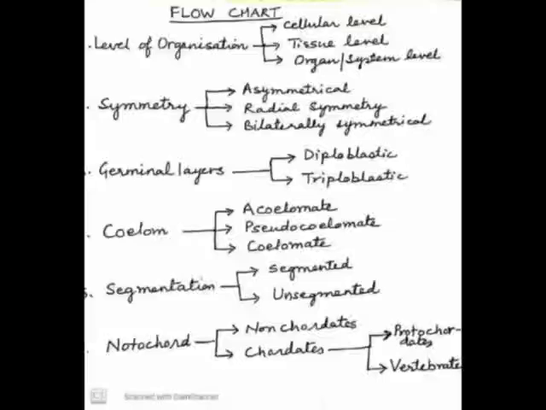and now this flow chart which is shown here is giving a summary of the entire thing whatever we have studied today. These are the different bases. Level of organization can be cellular level, tissue level, or organ system level. Symmetry: the animal can be asymmetrical, it can have radial symmetry, or it can be bilaterally symmetrical. Then if the animal has 2 germinal layers, it is called diploblastic. If it has 3 germinal layers, it is called triploblastic.